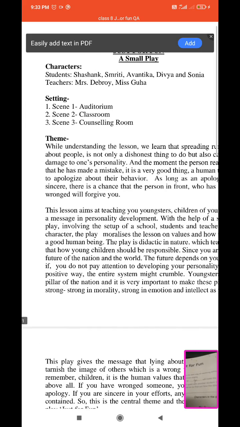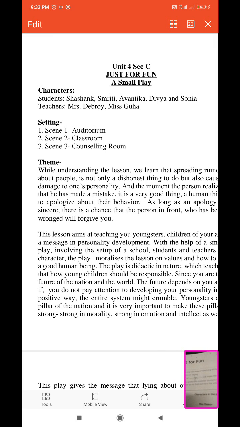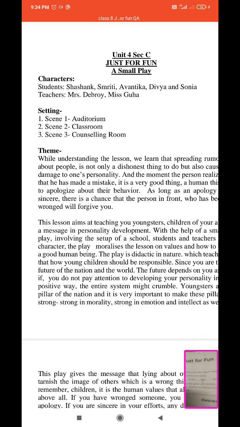The playwright has introduced many characters. There are students like Shashank, Smriti, Avantika, Divya, and Sonia. There are teachers as well. One is Mrs. Debroy and other is Miss Guha. The setting of the play is the school. So, in order to make the young children understand the point what the playwright wants to convey, he has chosen the setting of a school, and he has chosen the characters as students and as teachers, so that he can make his point very clearly, very precisely.